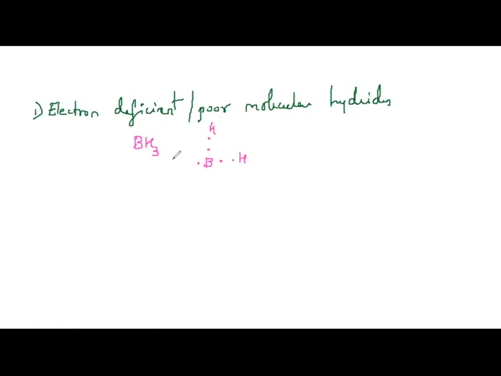And you can see here, by sharing and forming a covalent bond, all the hydrogens have completed their duplet. But what about boron? Boron has only 6 electrons. So boron is what here? It is the central atom for this molecule.